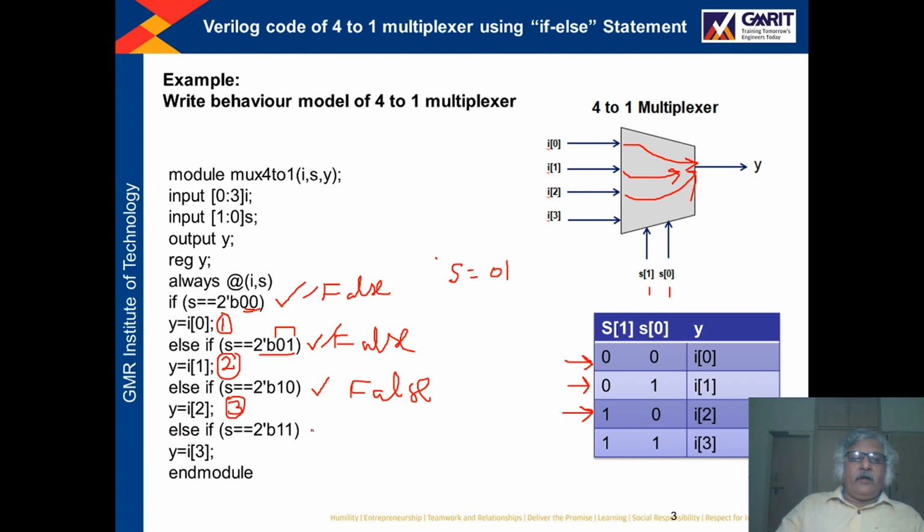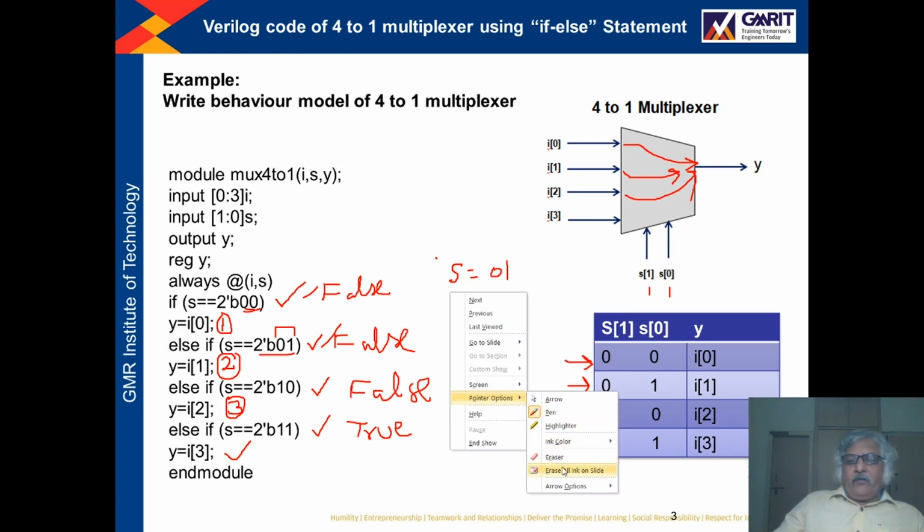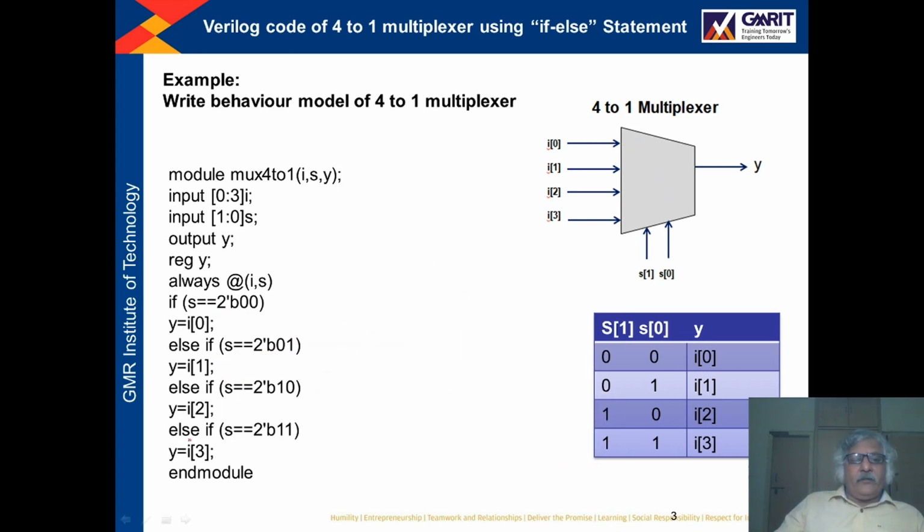Now for the last else if, S is equal to 1, 1, yes, this is true. So if this is true, then I3 will be assigned to Y, which is the fourth row of the truth table. So in this way you can write the Verilog code of this 4 to 1 multiplexer, and here you see we are writing else if.